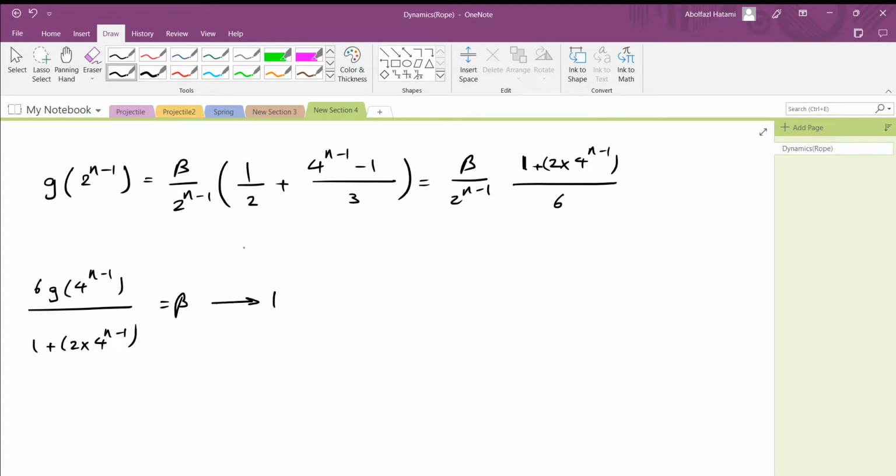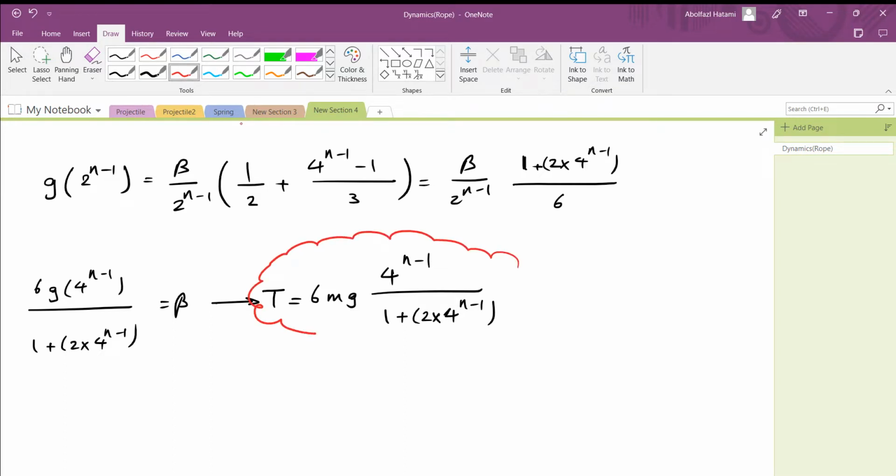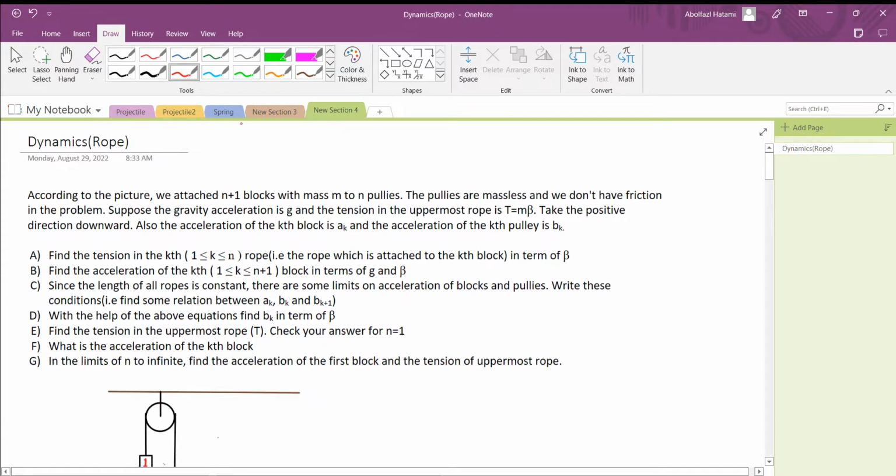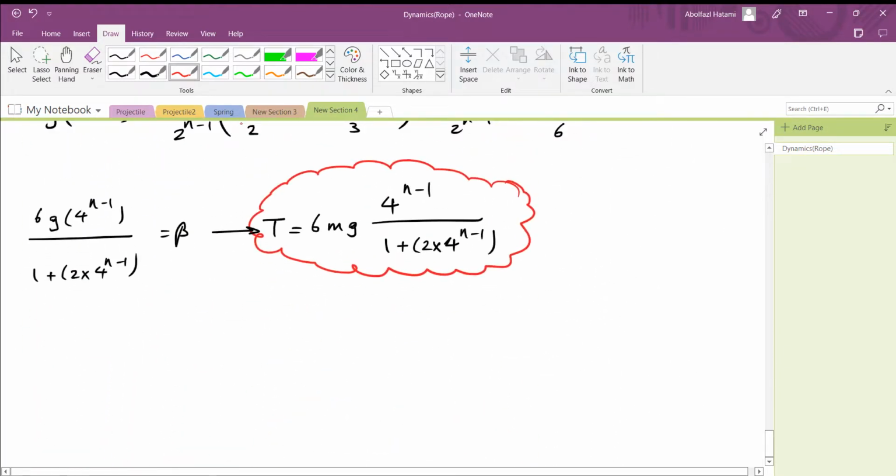So from this we can obtain T, which is m beta, equal to 6mg times 4 to the power n minus 1 divided by 1 plus 2 times 4 to the power n minus 1. So this is T, the tension in the uppermost rope. This was part E. Okay, the question says we should check our answer for n equals 1.